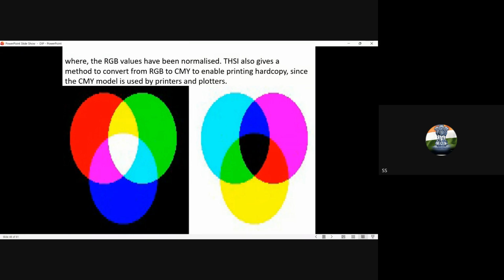Right hand side actually is the printer version sir. Print में जो use करते हैं. हाँ, print वाला जो है वो primary color. They written that. It is written also that. Yes sir. This gives a method to convert from RGB to CMY to enable printing hard copy. Since the CMY model is used by printer and plotters. So it is a print hard copy of the RGB model.